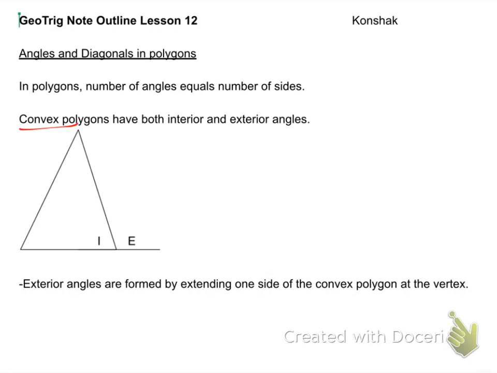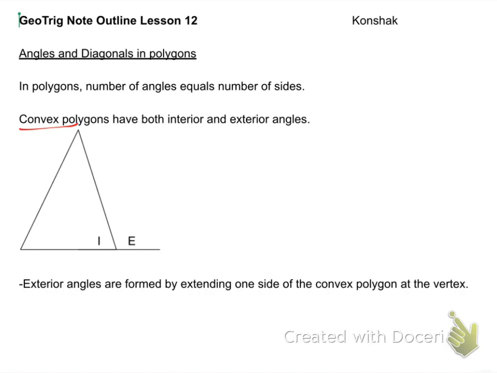This picture or diagram here highlights that. I stands for interior, E stands for exterior. So, what we have here, guys, is that I is inside, E is outside or exterior. Now, it's very important that you guys understand that exterior angles are formed by taking one of your sides and extending it outside of your object or your polygon.